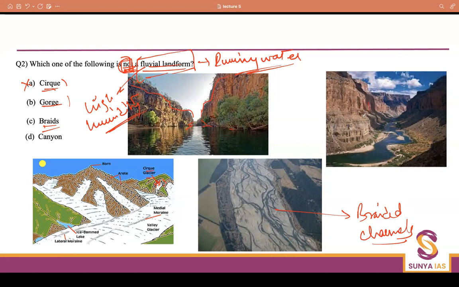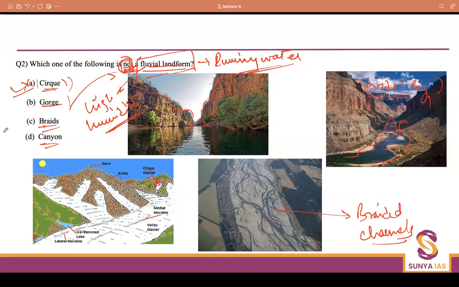Then these are your canyons. Remember, canyons and gorges are one and the same, but canyons are wider and bigger. So these are canyons, and you can see running water flowing over here. Now you can see the water in this form, but definitely erosion has been done because of the water. The water level might have gone down for some reasons, but it is all formed because of the water flowing over here. So gorge, braided channels, canyons are all fluvial landforms, but what is not a fluvial landform is your option A, that is your cirque.